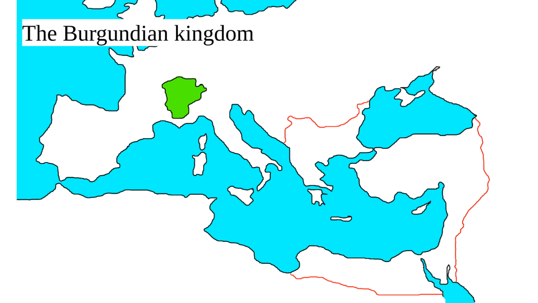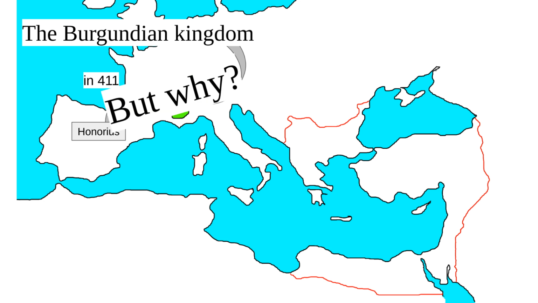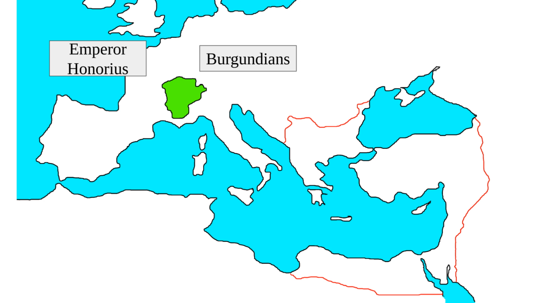The Burgundian Kingdom. This kingdom was settled in Roman land by Emperor Honorius in 411, and they were there ever since until the fall of Rome and beyond. But why were they there? And why did they settle there? Emperor Honorius settled them in Roman territory after an agreement to become foederati, basically being armed forces of the empire.